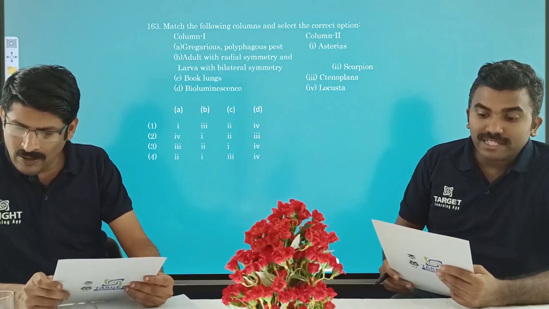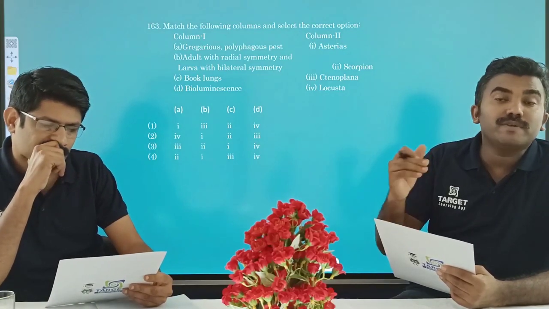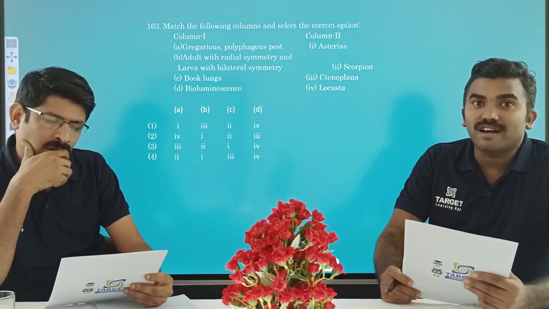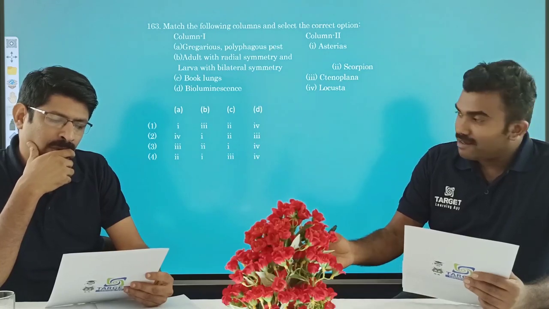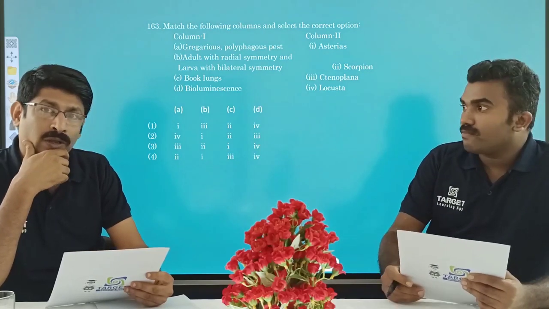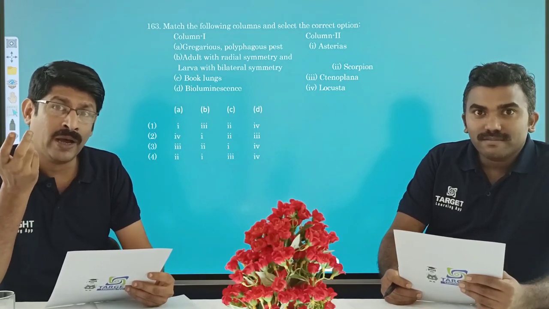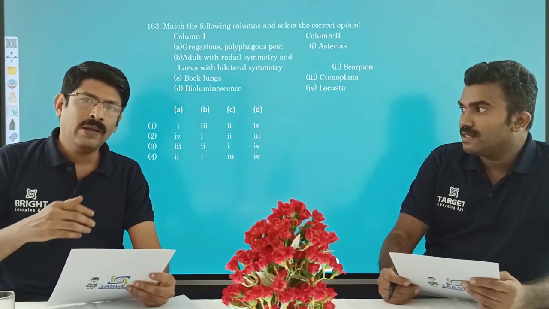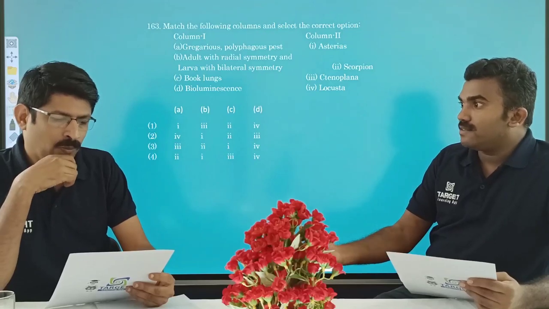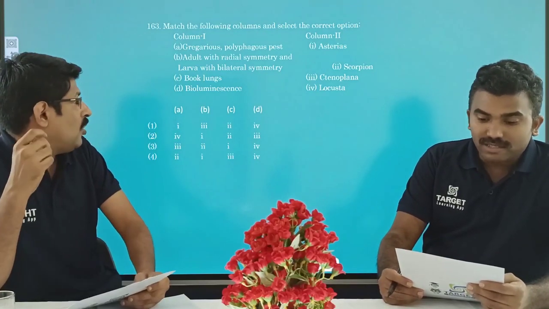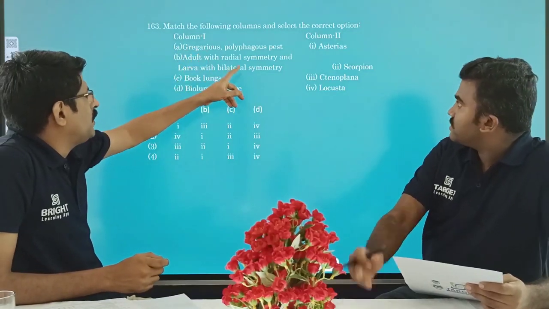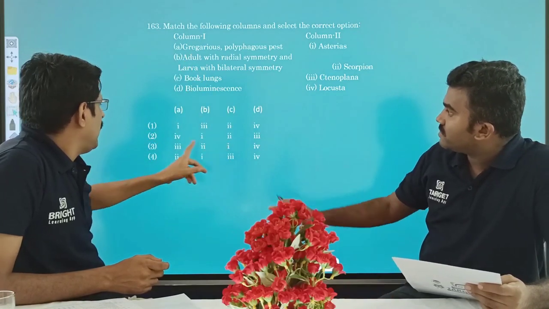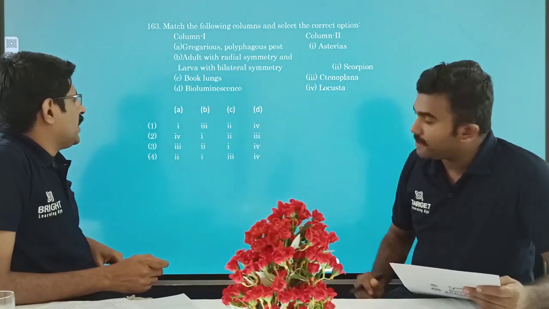Next one. Match the following columns and select the correct option. This came from the chapter Animal Kingdom. Gregarious or polyphagous pest, Locusta. Locusta was present last month in North India. Locusts became the most trouble in India when the COVID pandemic also started at the same time. They came from Iran and Afghanistan and made a big problem in North India. They come like a bloom. Gregarious pest, that is Locusta. So only one option has it, A4. So answer 2, the second option is correct.